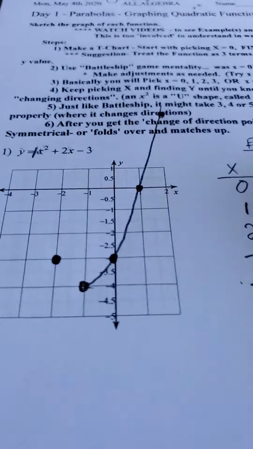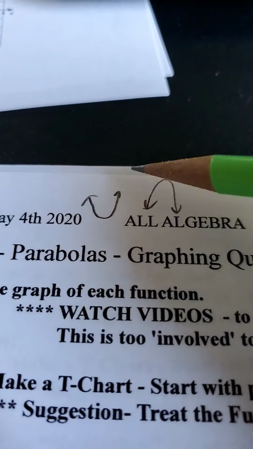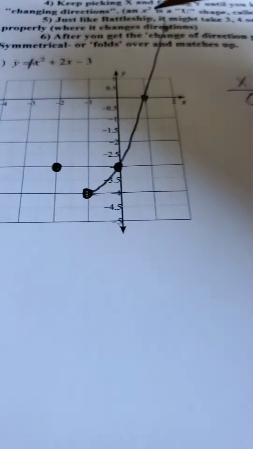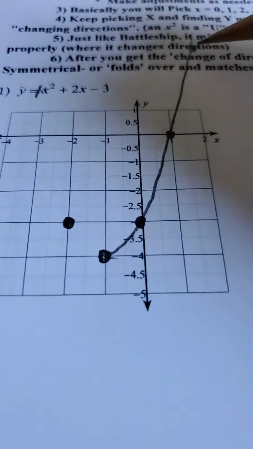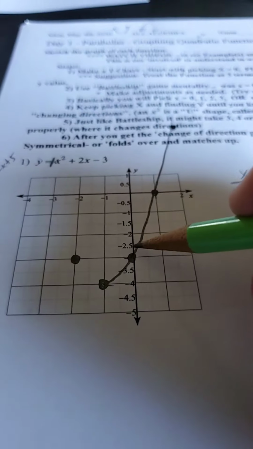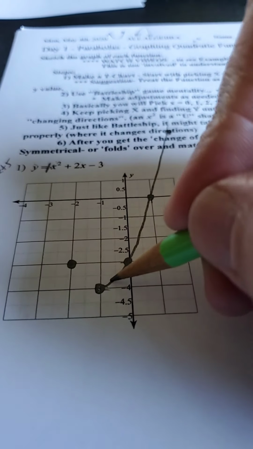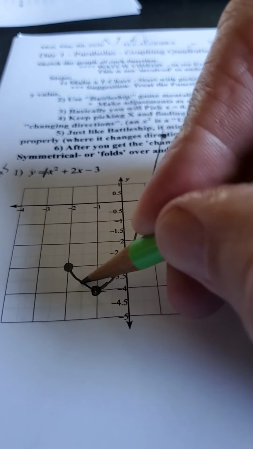Okay? So my graph has changed directions. Remember, the graph is always going to be some type of U shape. It's not a V, it's a U. It's constantly curving. Okay? So my graph's coming down like this. It's going to bottom out right there, and it's going to curl back up.